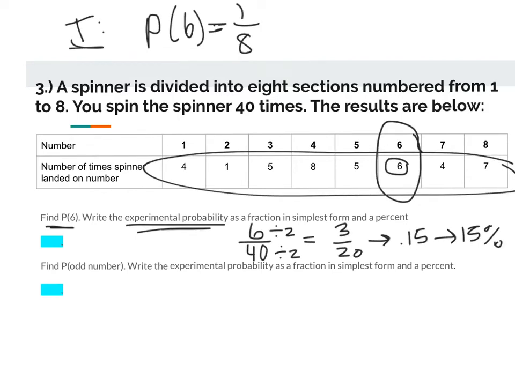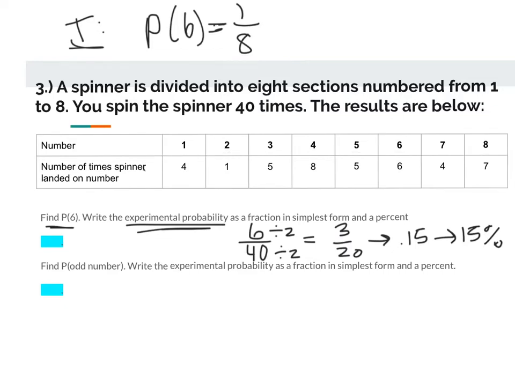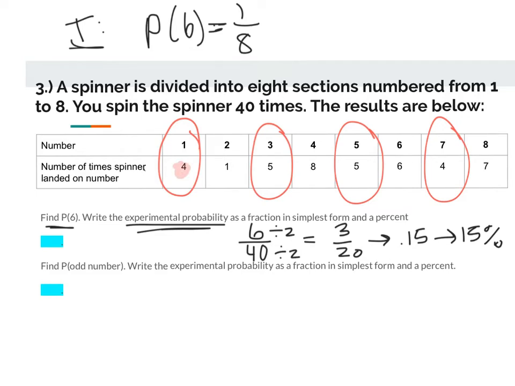Okay, now let's look at the probability of an odd number. Let me erase my work. Okay, so the probability of an odd number. Well, let's circle all the odd numbers. We've got 1, 3, 5, and 7. And we need to look at the number of times the spinner landed on each number. So we have landed on 1 4 times, a 3 5 times, a 5 5 times, and a 7 4 times.